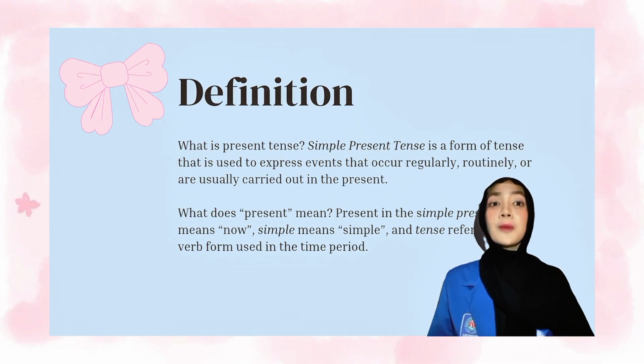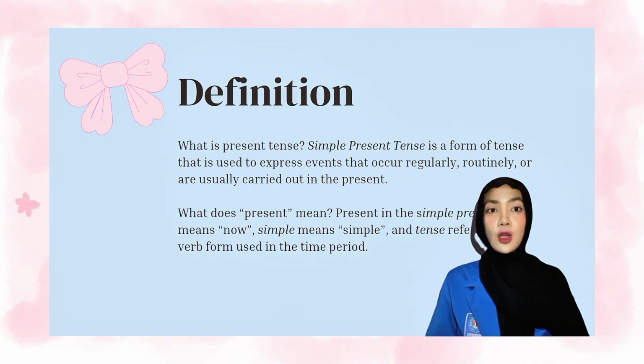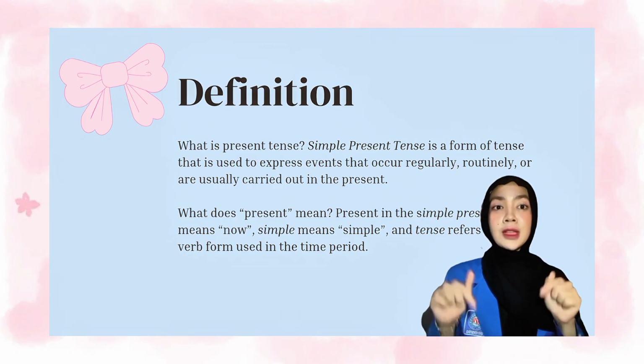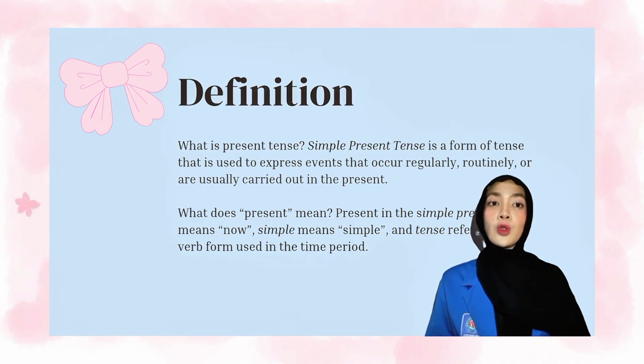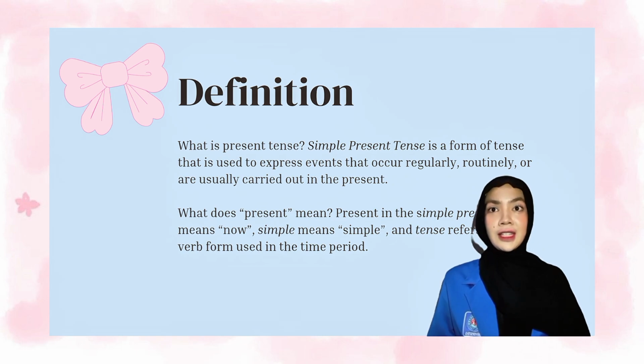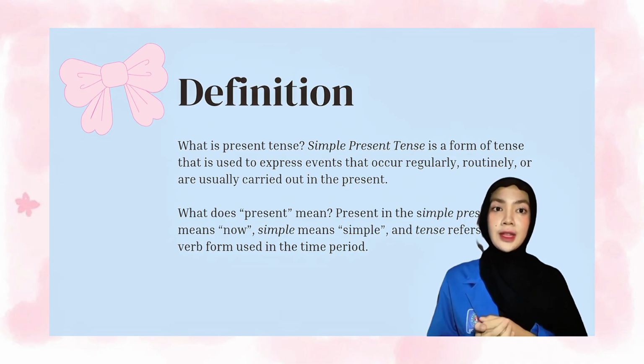Slide 2. The simple present tense is used to express something that happens routinely or regularly in the present. The word present means now, simple means not complicated, and tense means the verb form used to show time. So, simple present tense literally means the simple way to talk about what happens now or usually happens.